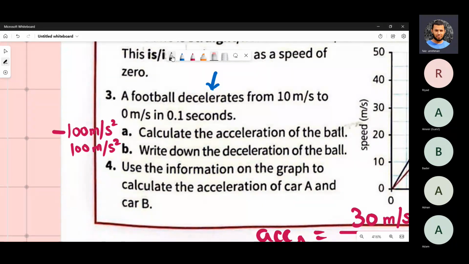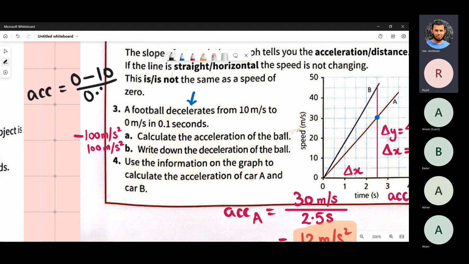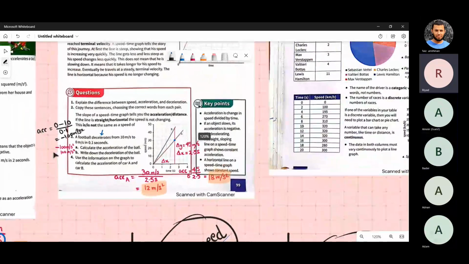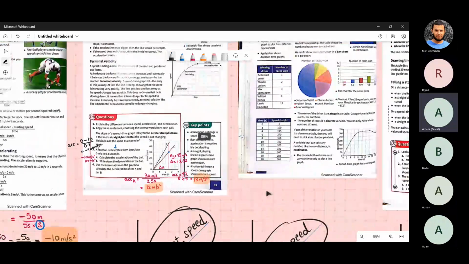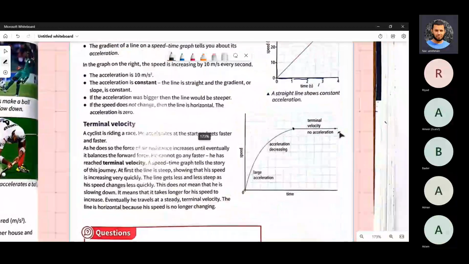And how are you going to solve this question in the exam? What will be the steps? You are going to show acceleration is equal to 10 minus 0 upon 0.1. Then you will get positive. This is how you are going to show it in the exam. Is it clear now? There is something called terminal velocity in the same lesson. Did they discuss it? Okay, correct.